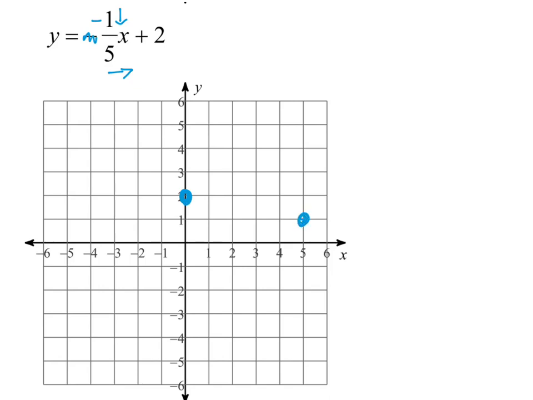This is not the only point we can fit on here. We can go the opposite direction. We can go up and left. To get another point, we can go up 1 and left 5. And now I have lots of points for my line here.